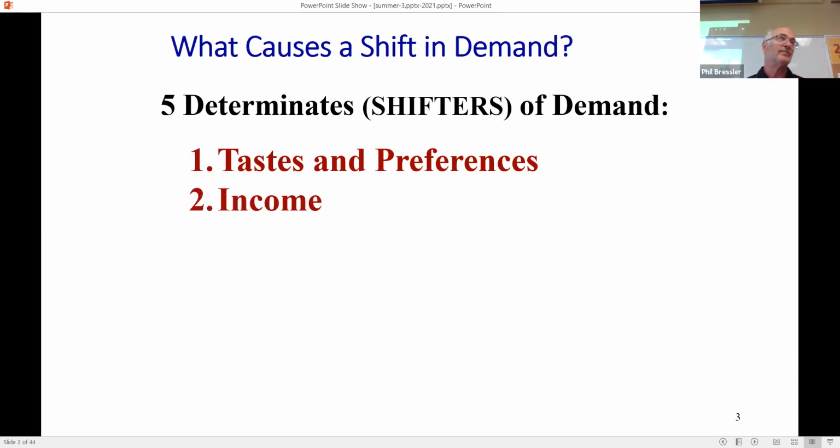Second is income, and that makes sense, right? If you're making more money as a country, if income in the United States goes up, then the demand for products is going to go up because people are going to have more money. They're going to save some, but spend some. So income is the second.